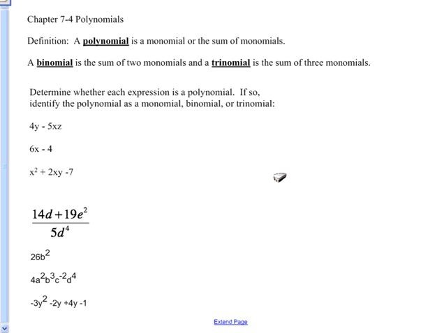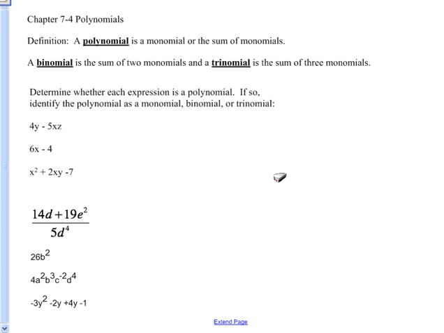In Chapter 7.4, we begin the discussion of polynomials. A polynomial is a monomial, or the sum of monomials. We learned about monomials last week, and remember that monomials cannot have negative exponents. For example, a to the minus 2 is not considered a monomial, and therefore it's not a polynomial.